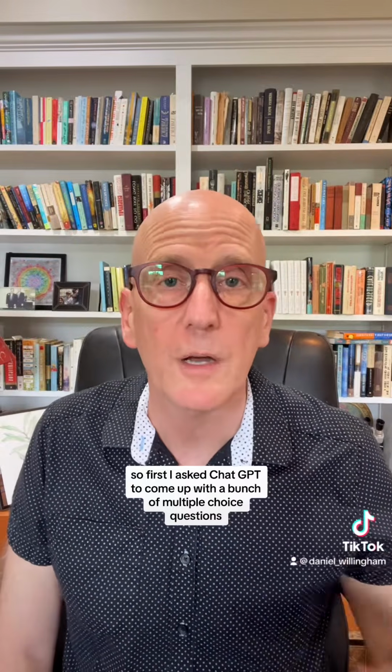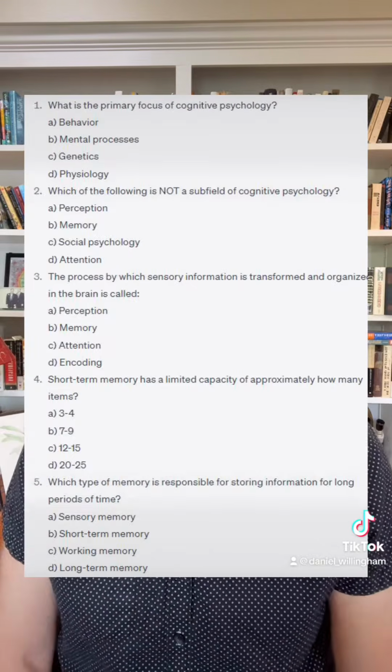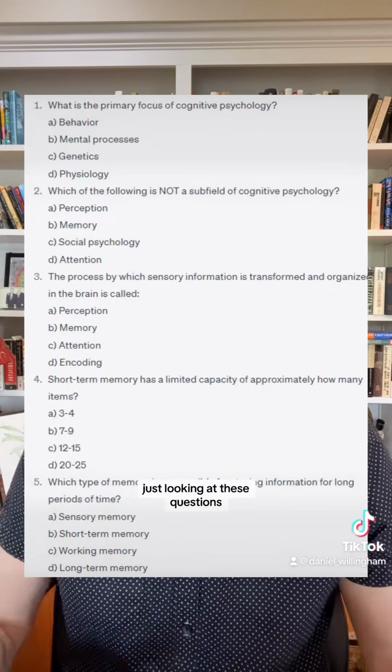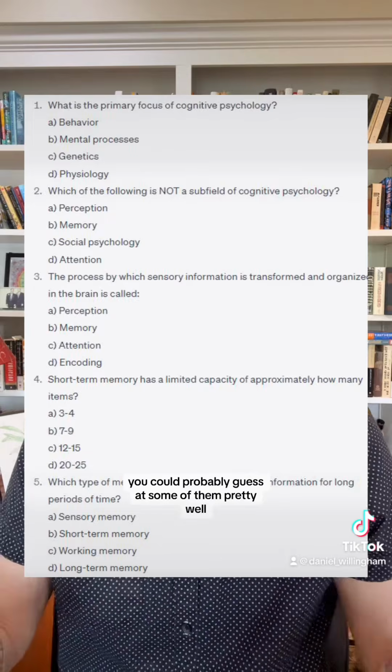So first I asked ChatGPT to come up with a bunch of multiple choice questions for Introduction to Cognitive Psychology. Here are the first five. And these questions are just way too easy. Even if you haven't taken the course, just looking at these questions, you could probably guess at some of them pretty well. Other of the questions actually were wrong.